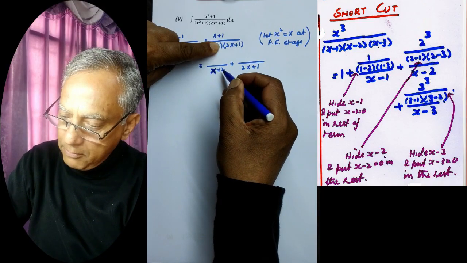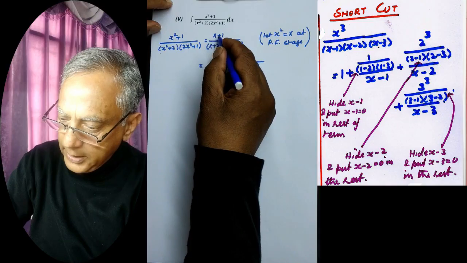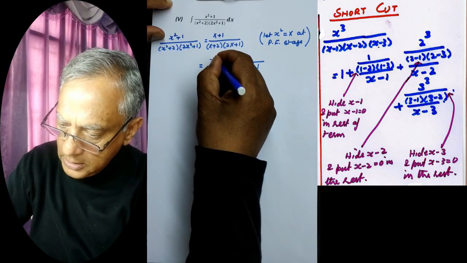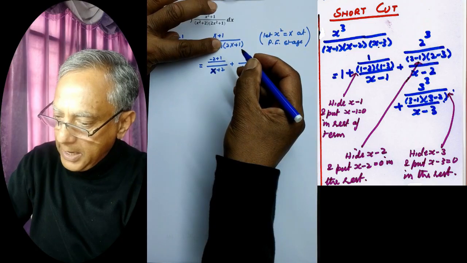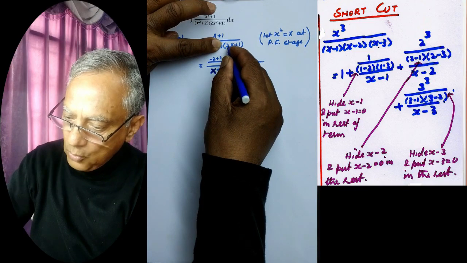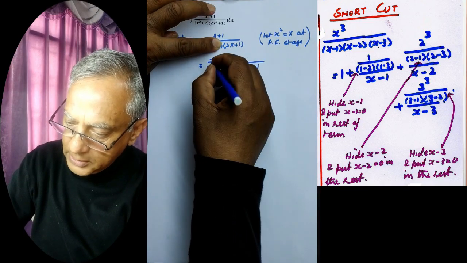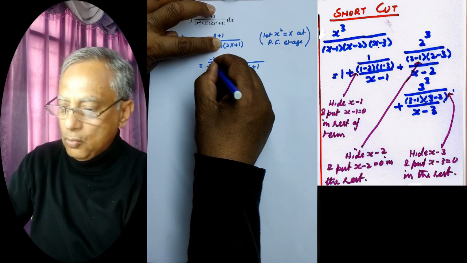So this will be minus 2 plus 1, minus 2 plus 1 over, this we have hidden, and this will be minus 4 plus 1. This will be minus 4 plus 1.